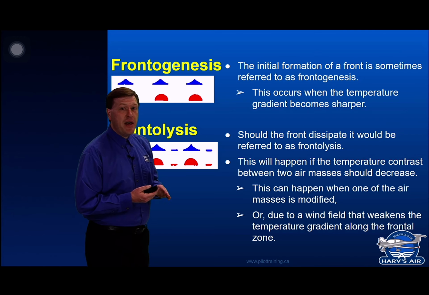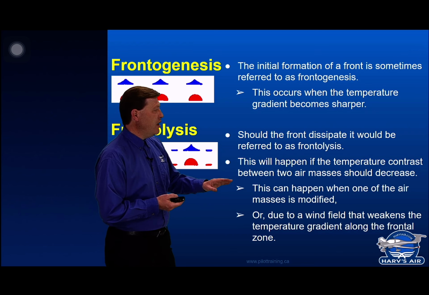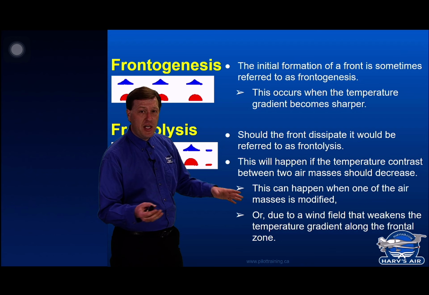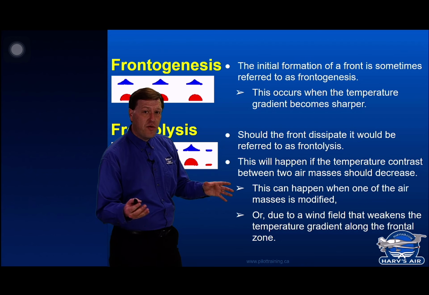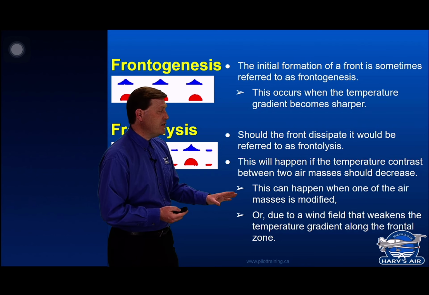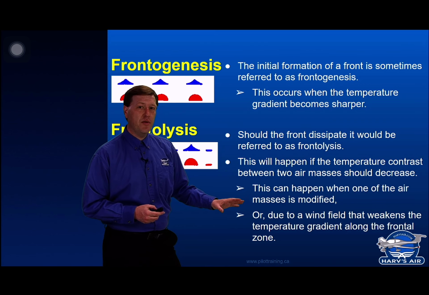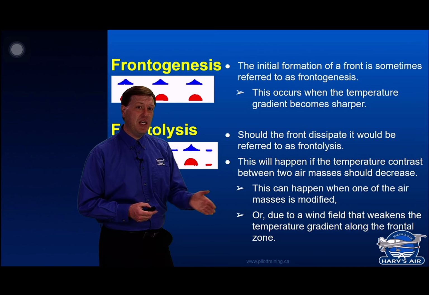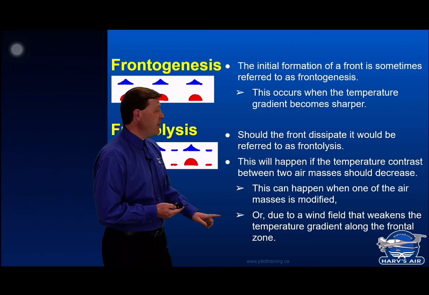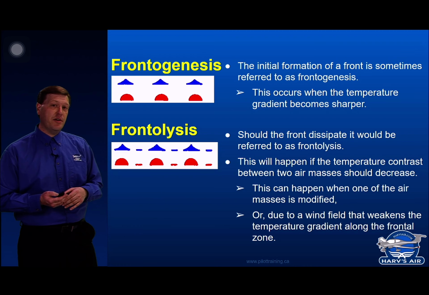Now, some methods that can lead to frontolysis are when one of the air masses is modified. Remember, we need a big temperature difference for a front to exist. So if one of the air masses gets modified and the temperature becomes similar to the original temperature of the air mass it was meeting, well, the front will disappear. Another way is due to a wind field that weakens the temperature gradient along the frontal zone.